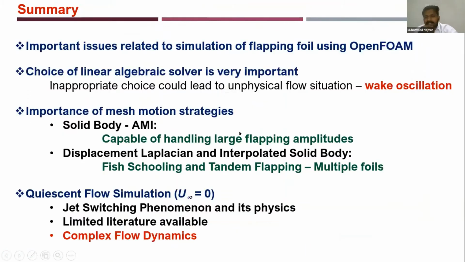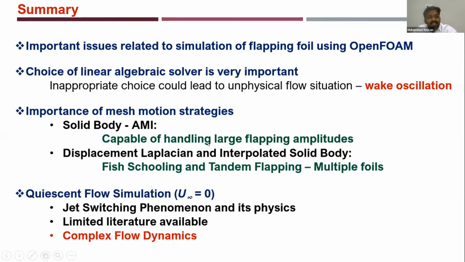So to summarize the discussion, I'll go through the major points which I've discussed. We saw how amazing the flapping foil is and why it is important to develop an efficient numerical model to simulate such flows. On that note, we discussed how the choice of an appropriate linear solver is really important, and we saw the wrong choice of linear algebraic solver could lead to unphysical results, like we observe this wake oscillation.